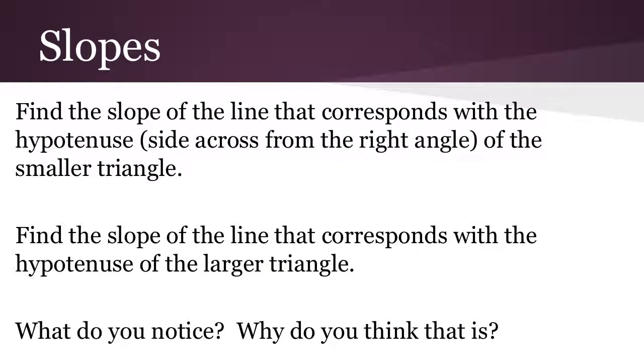So if we found the slope of the line that corresponds with the hypotenuse, remember that's the side across from the right angle, of the little green triangle, I counted up 4 and over 6, which simplifies to 2/3. If I found the slope of the line that corresponds with the hypotenuse of the larger, or the red one, I went up 6 and over 9. That also simplifies to 2/3.